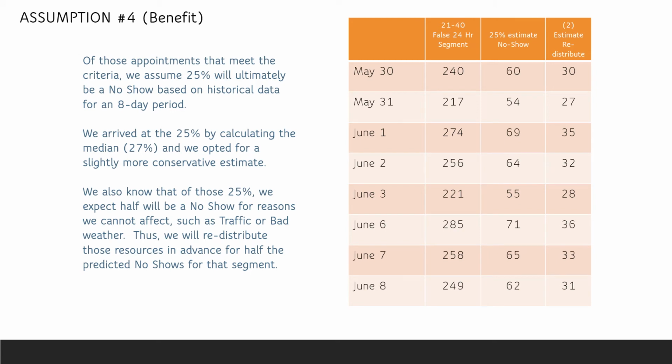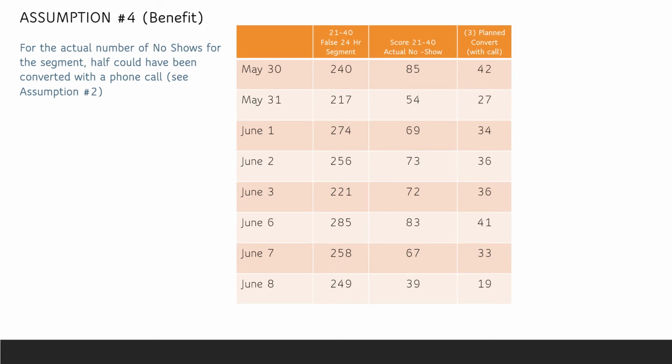Assumption number 4 is one where we again looked at historical data to determine that approximately 1/4 of those in our segment are predicted to be a no-show. Of those, half will have a reason of traffic or bad weather, so we don't expect a phone call would convert them. Therefore, we'll plan to redistribute resources to experience another cost savings. As stated in assumption number 2, half of the actual no-shows would be converted with a phone call, so we would experience a cost savings.